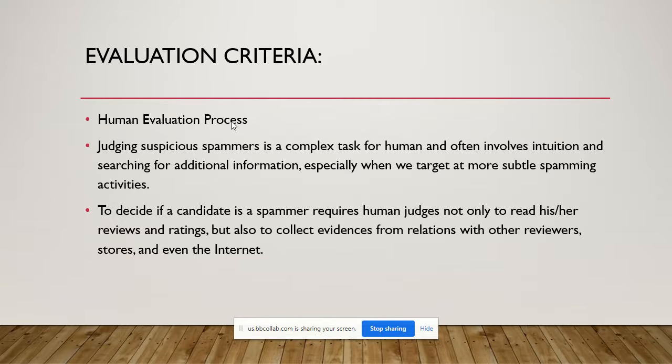After all these things, they have evaluated using a human evaluation process. Judging spammers can be difficult for humans. If a candidate is a spammer, human judges not only read his or her reviews and ratings, but also collect evidence from relations with other reviewers, stores, and even the internet. If a spammer is trying to write a bad review for a product, he or she must attempt the same for another product of another store. This is the main evaluation criterion of this process.